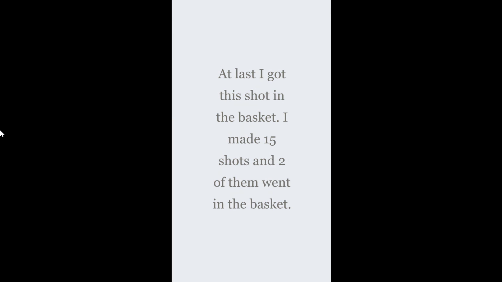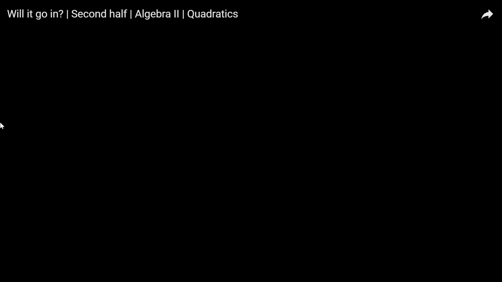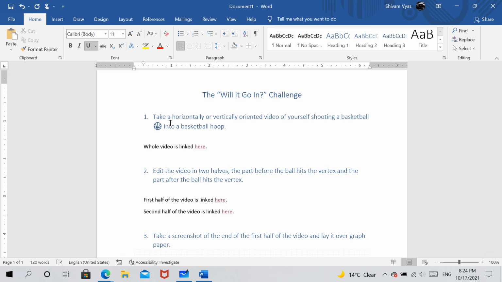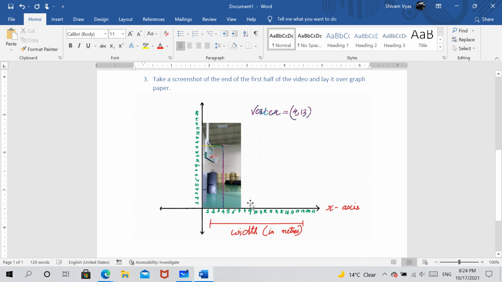I made 15 shots and two of them went in the basket, which is true. Very big relief after so many tries, right? Yeah. So this is the second part of that whole video after the whole 15 tries. The third step says to take a screenshot of the end of the first half of the video and lay it over the graph paper.